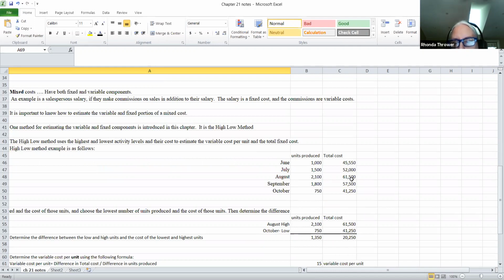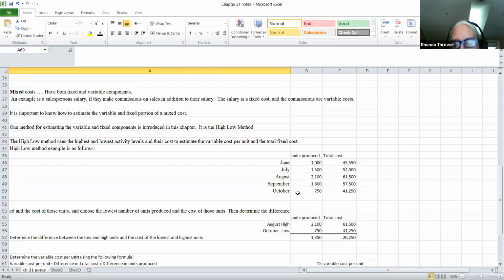The total cost of those 2,100 units was $61,500. Choose the highest cost and compare it to the lowest. Choose the highest units produced, which will give you the highest cost, and choose the lowest units produced, which will give you the lowest cost during this period of time. So the highest cost again came in August because the number of units we produced was the highest at 2,100 units, with a total cost of $61,500.